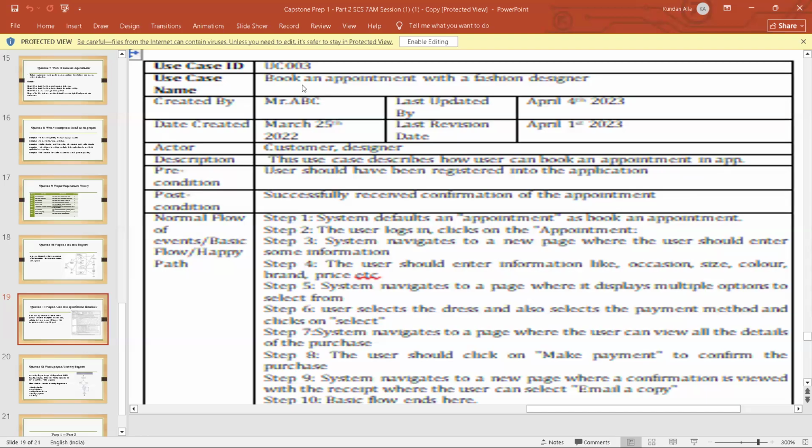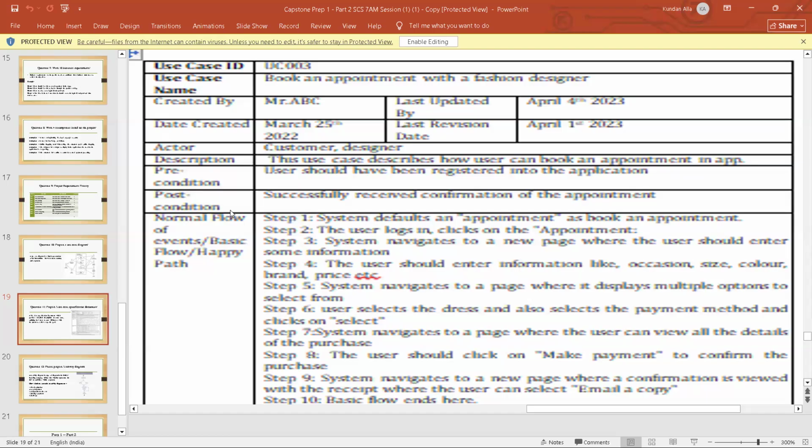Okay. So this is the main description. What is the use of this use case, book an appointment with the fashion designer? The user can book an appointment for the designer in the application itself. Okay. So what is the precondition? In order to book an appointment, there is one condition before. What is that precondition? The user should have been registered into the application. Okay. Without having a registered account, he can't book an appointment.